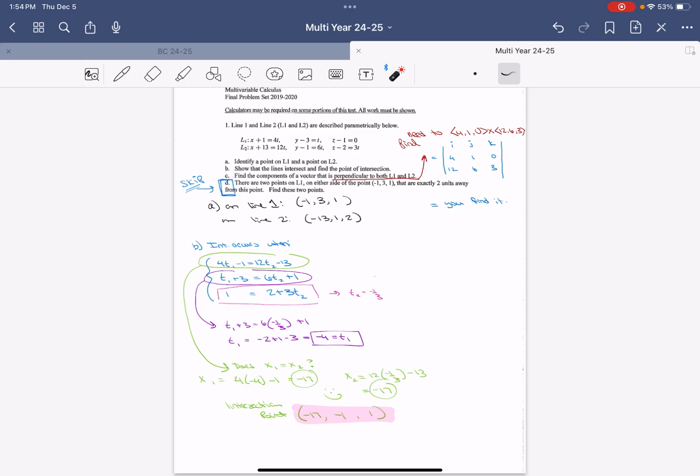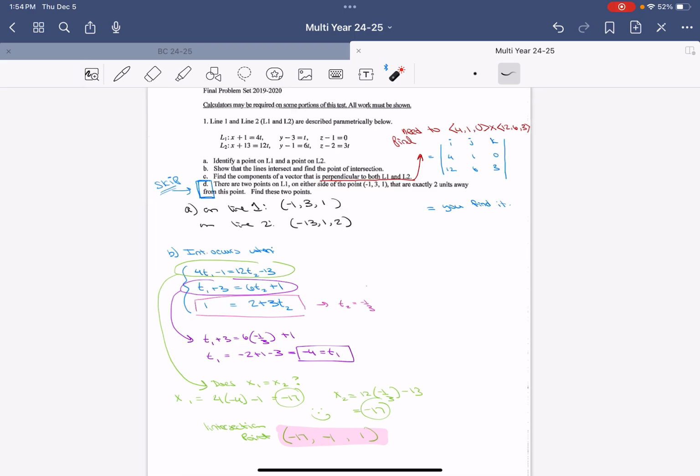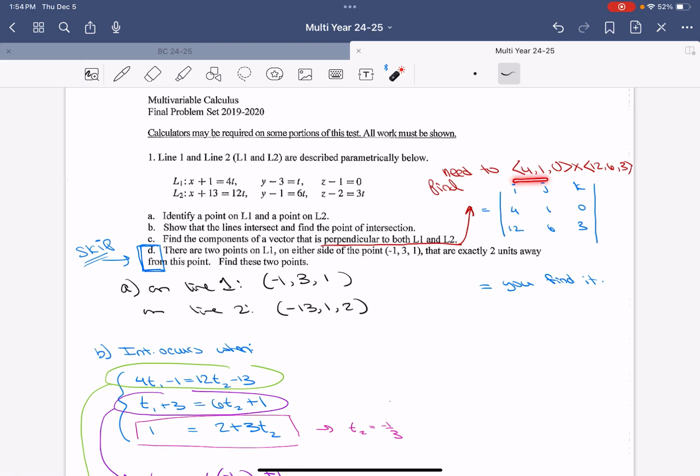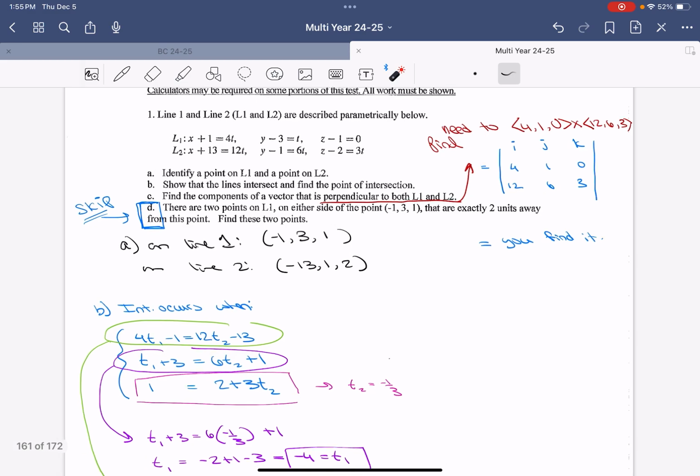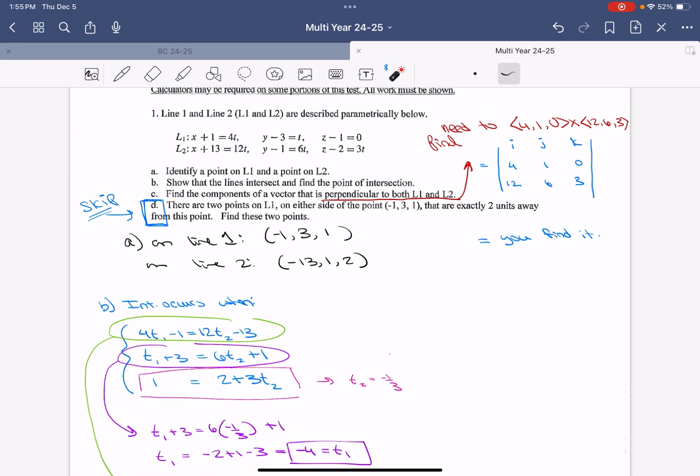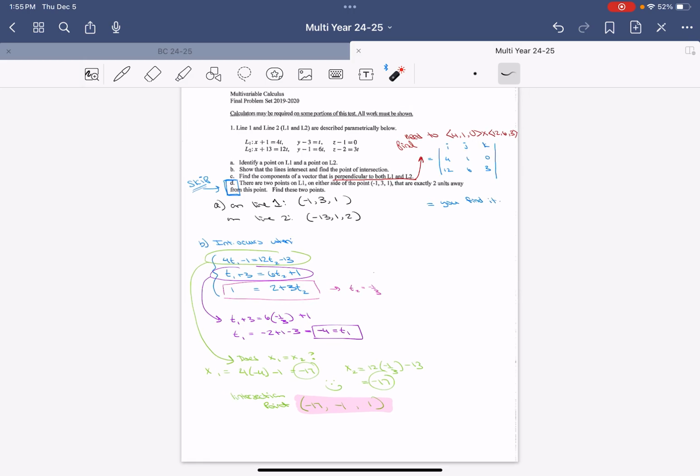For part C, you do have to find the cross product of <4, 1, 0> and <1, 2, 6, 3>. These are the two vectors that are parallel to line 1 and line 2, respectively. So when you cross those two, you'll get a vector that is perpendicular to both L1 and L2. Okay? I believe we did all this in class, so I'm just going to let you take a look at it here and pause if you need to.